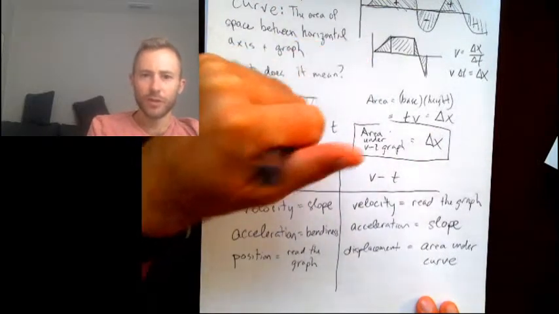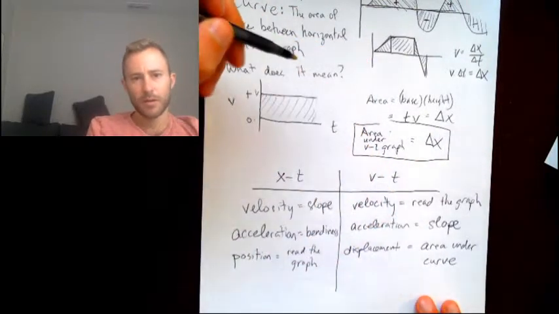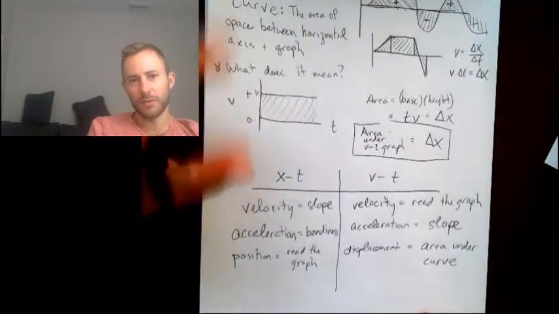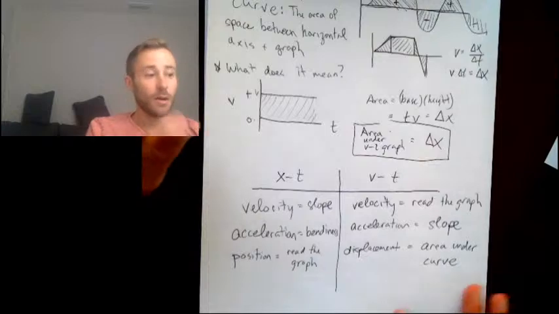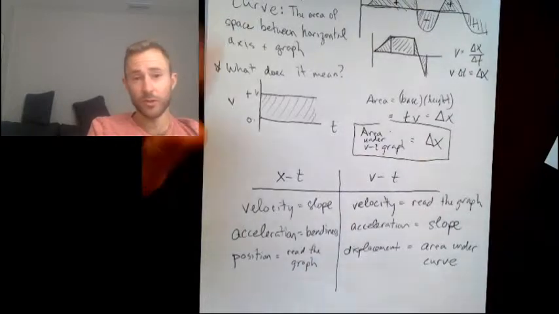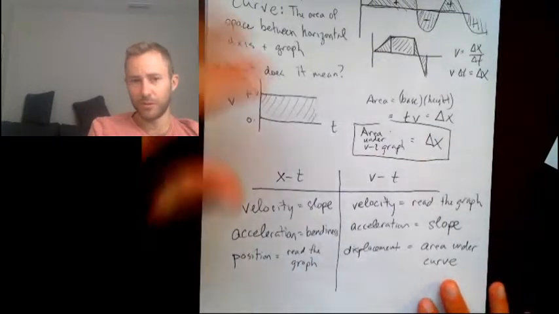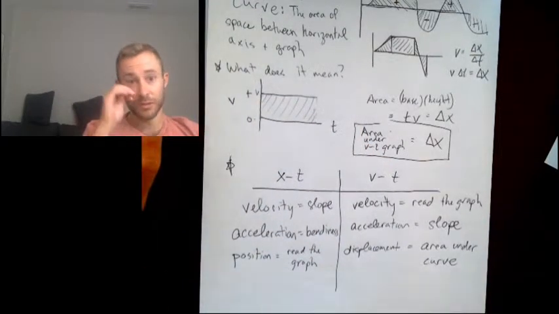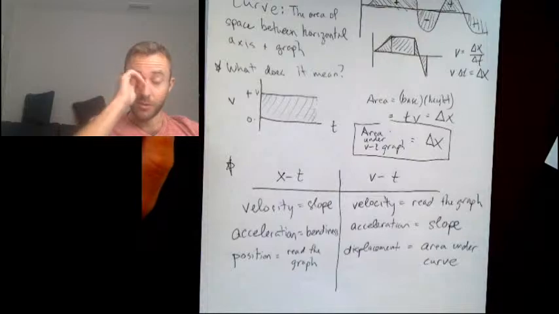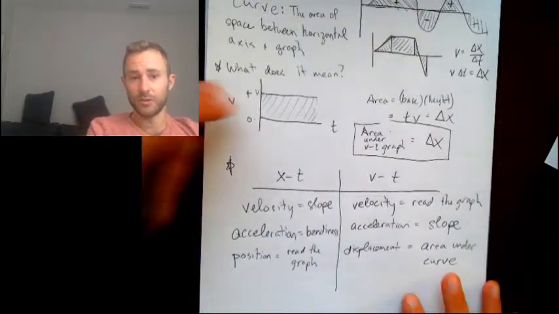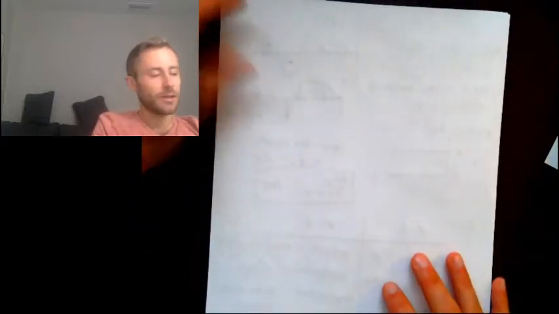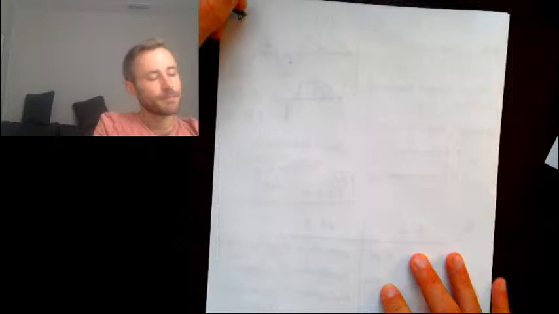Okay, so this is everything you need to know about motion graphs up to this point. So let's do a couple of examples. Basically, this is the entire lesson for today. You learned all there is about motion graphs, but we're just going to do a couple of examples to solidify your understanding. Okay, so the first thing I want to work on is describing motion.